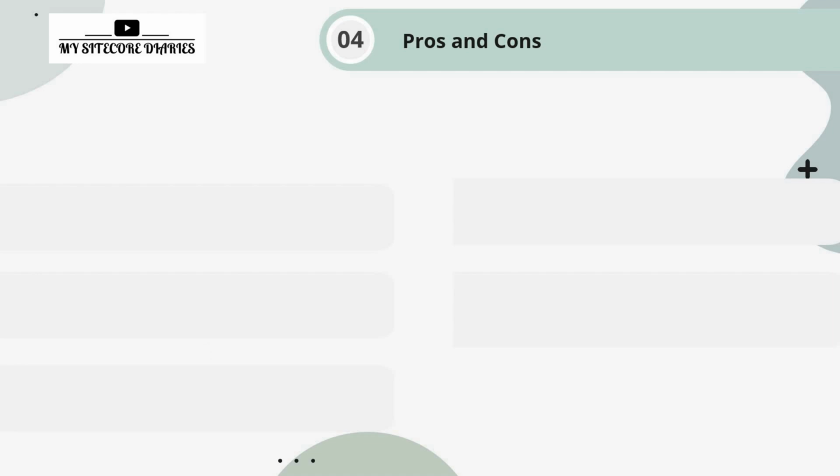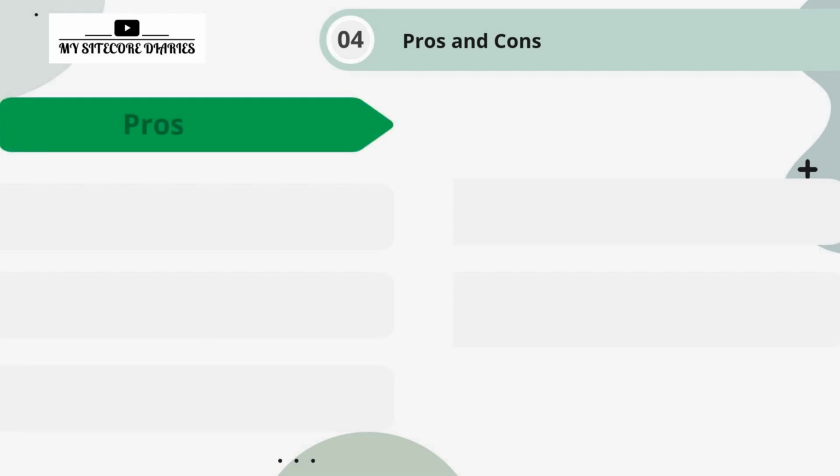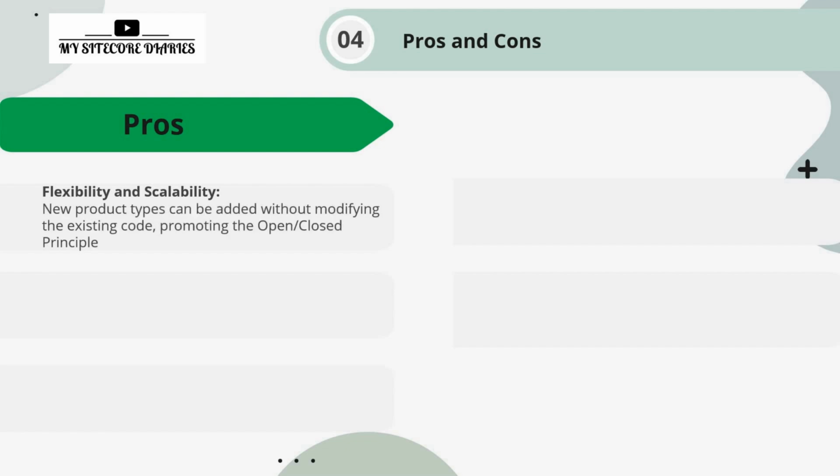Now what are the different pros and cons of the factory method? First of all, we'll see pros. So flexibility and scalability. The new product type can be added without modifying the existing code, promoting the open closed principle. So if you see, we have two products, product A and product B. If you want to add a new product, it can be easily added. So it's flexible and scalable.